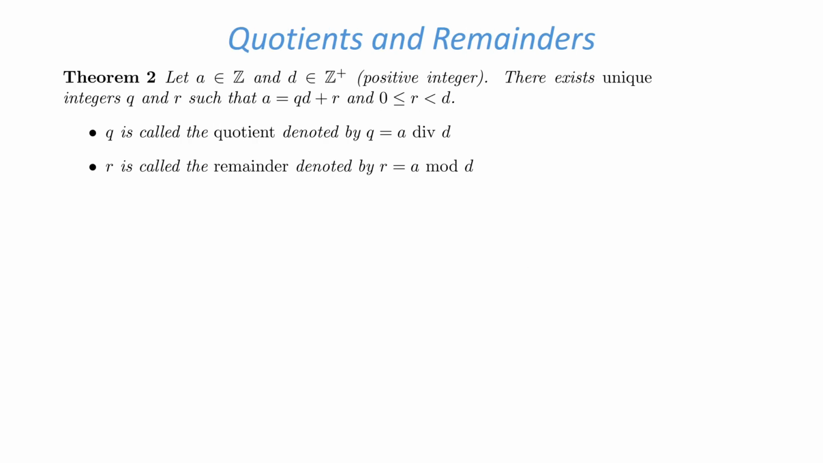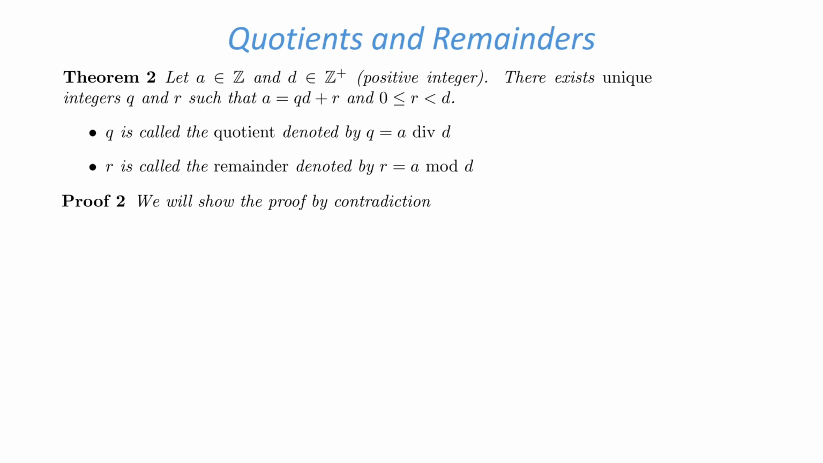We shall now define quotients and remainders. Again, this is something that you may have seen in your earlier classes. So formally, let a be an integer and d be a positive integer. Then there exist unique integers q and r such that a is equal to q times d plus r, with r lying between 0 and d, 0 included. We say that q is the quotient, denoted by q equal to a div d, and r is called the remainder, denoted by r equal to a mod d.